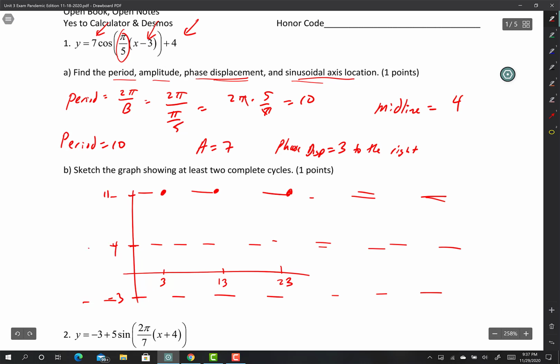All right, and in between the 3 and the 13, so like at 8, that's right, 3 plus 5 is 8, you have a min. And then at 18, you have another min. And it would be nice if you put those there. If not, no big deal.